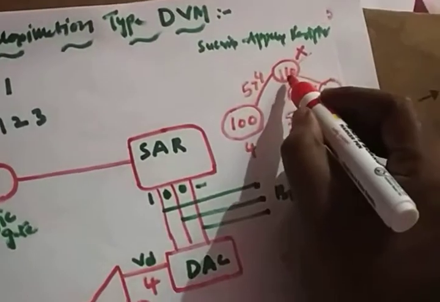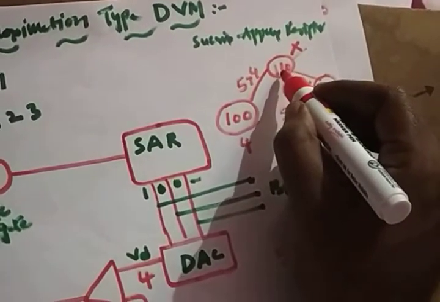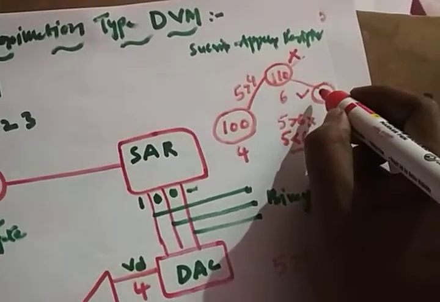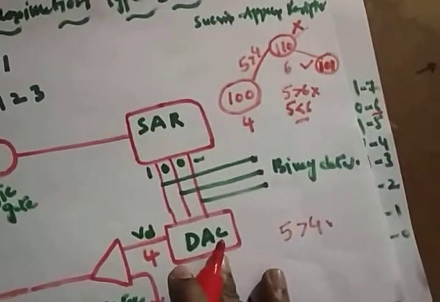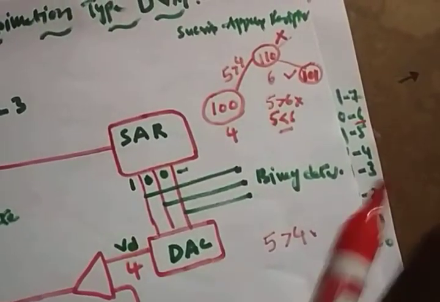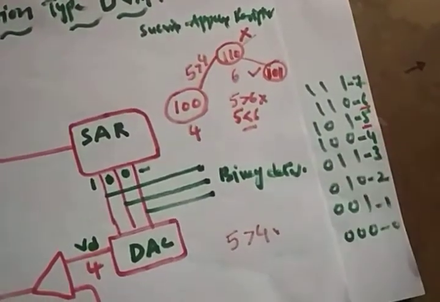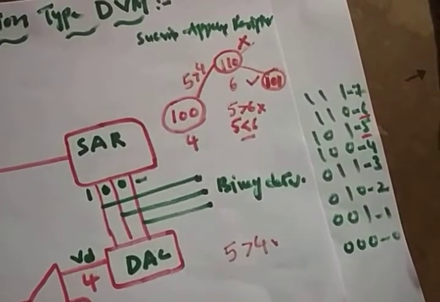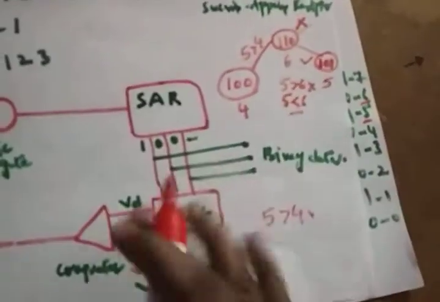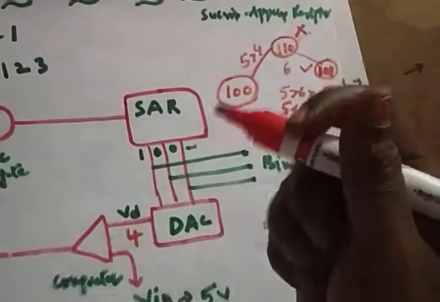The previous bit was 1, so you have to reset it and set the next bit. So the value is 1 0 1. What is the value of 1 0 1? It's 5 now. So Vin is equal to VD, and there is no further comparison.